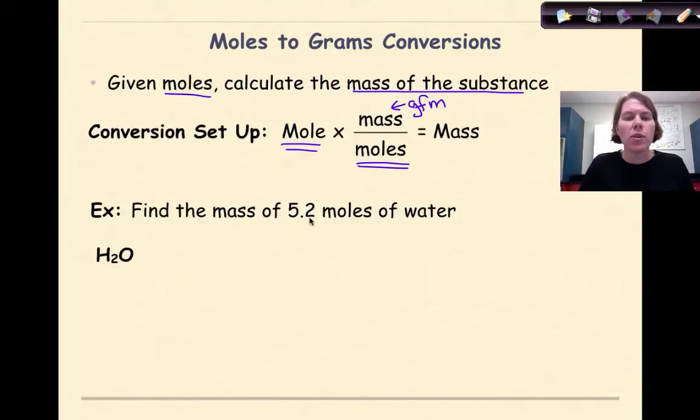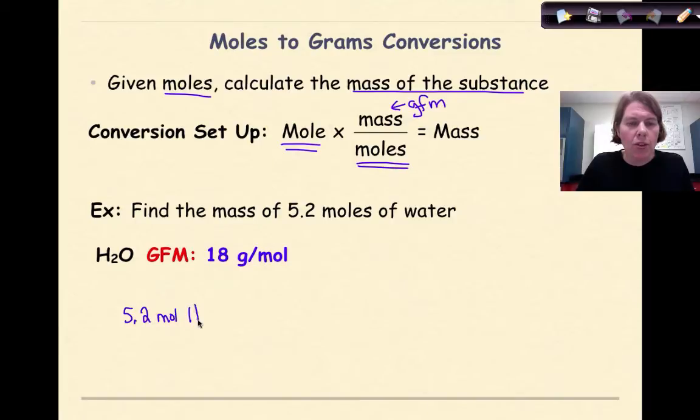Find the mass of 5.2 moles of water. So here's our formula for water, H2O, and it has a gram formula mass of 18 grams per 1 mole. Start by writing out the given completely: 5.2 moles H2O, multiplication sign and a line. If I start with moles, 1 mole on the bottom. 1 mole of H2O. Water has a gram formula mass of 18, as I have listed right here. 18 grams of water. And then I double check.